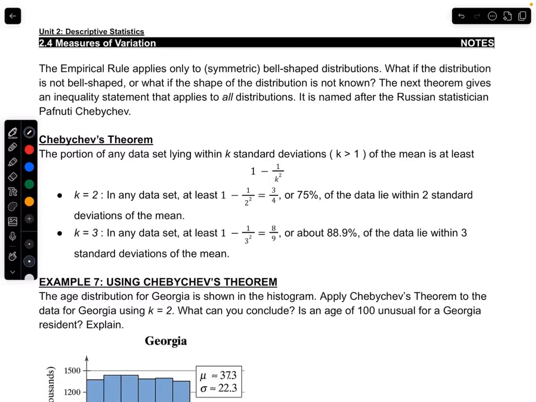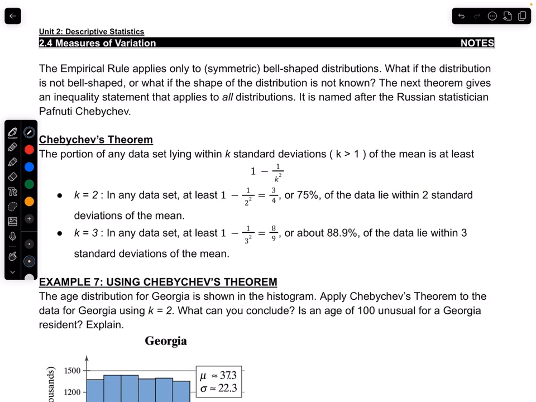The empirical rule applies only to symmetric bell-shaped distributions. So what if the distribution is not bell-shaped, or what if the shape of the distribution is not known? This next theorem gives an inequality statement that applies to all distributions, and it is named after the Russian statistician Pafnuty Chebychev, which I'm probably saying wrong.